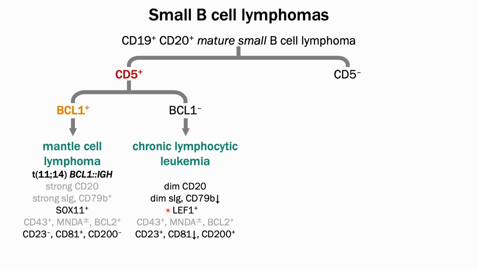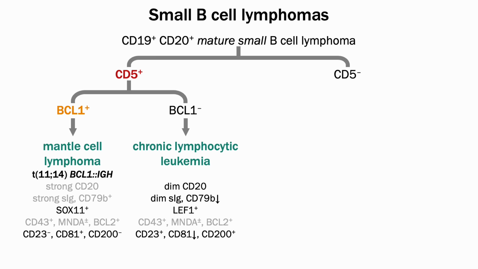LEF1 in the context of a small B-cell neoplasm is fairly specific for CLL, but outside of that context, it's also positive in background T cells, and in the bone marrow, it's also positive in developing B cells or hematogones. We don't do LEF1 or BCL1 by flow cytometry, so in flow cytometry, we use CD23, diminished CD81, and CD200 to distinguish it from mantle cell lymphoma.